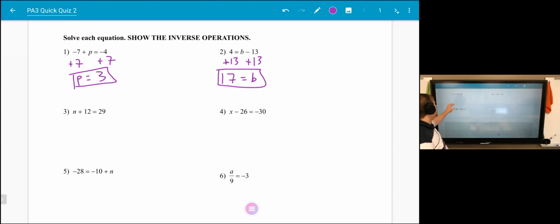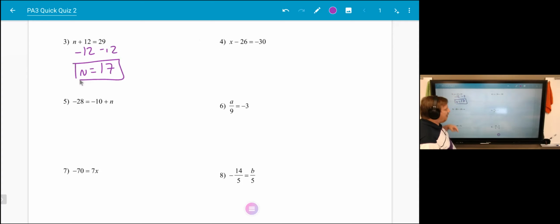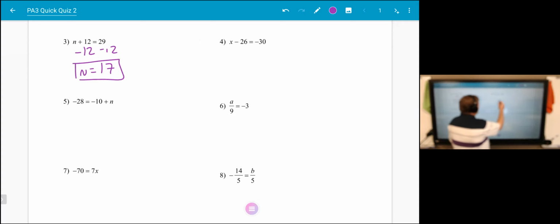Here we go. We move on. n plus 12 equals 29. Show me that you need to subtract 12 from both sides. n equals 17. We throw that back in there. Does 17 plus 12 equal 29? Yep.